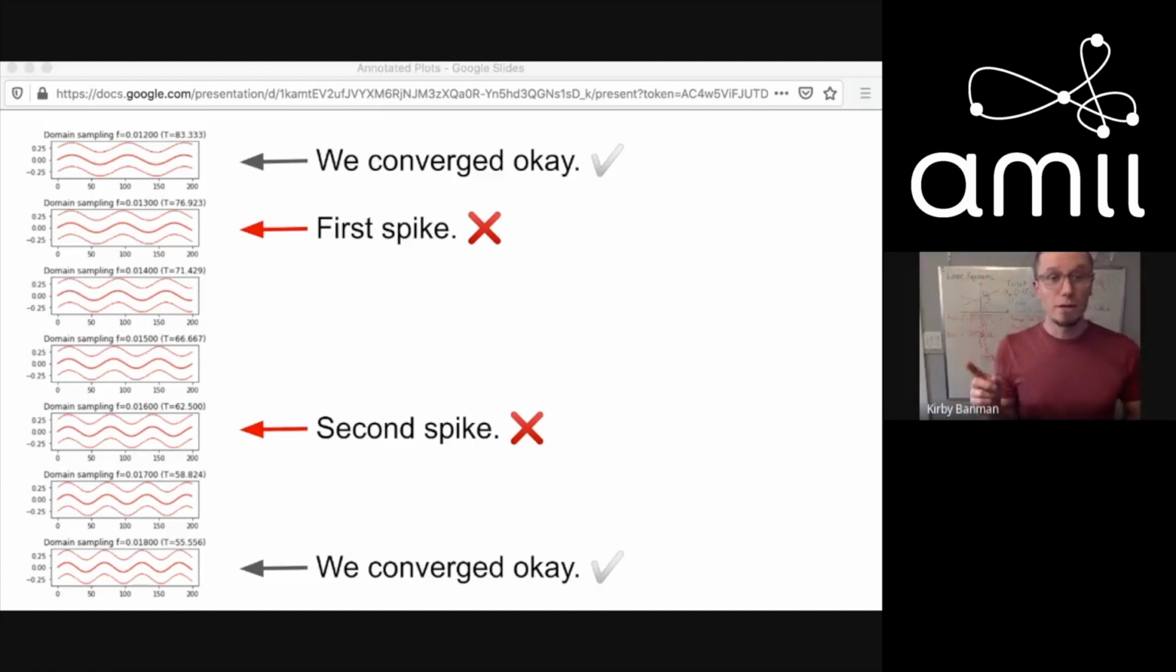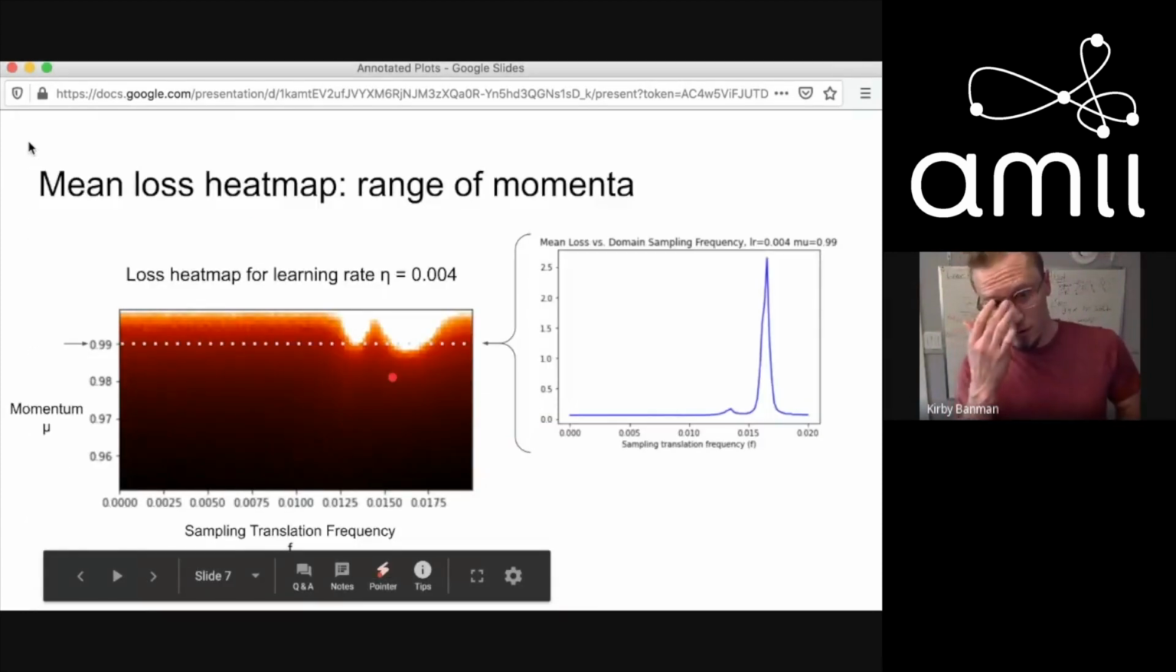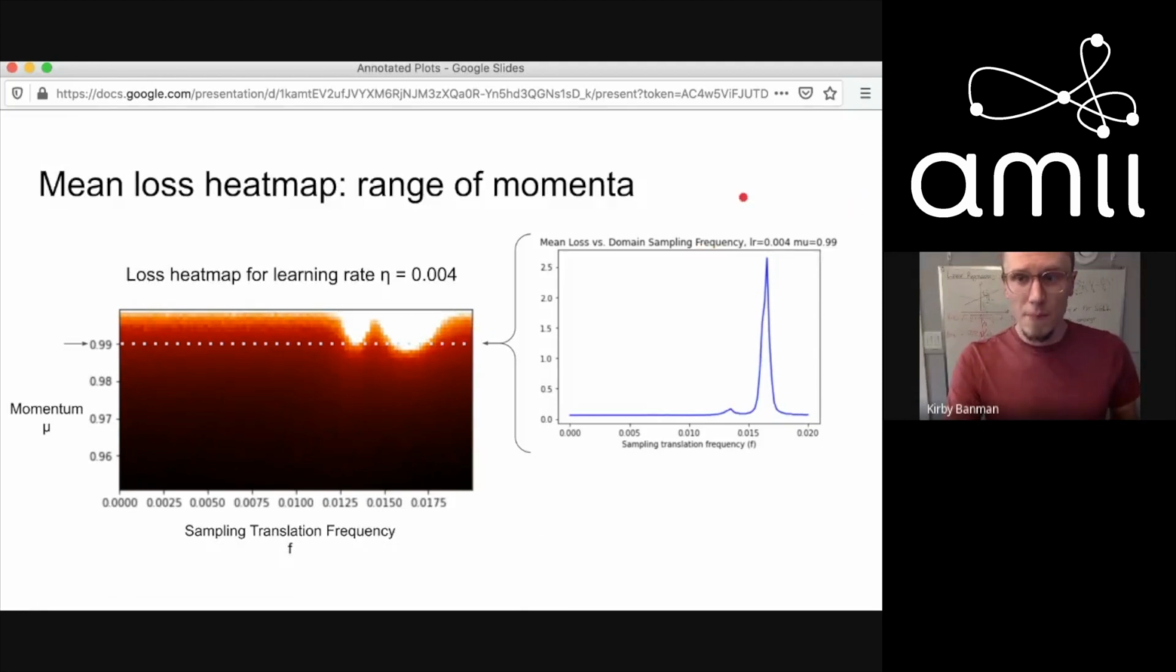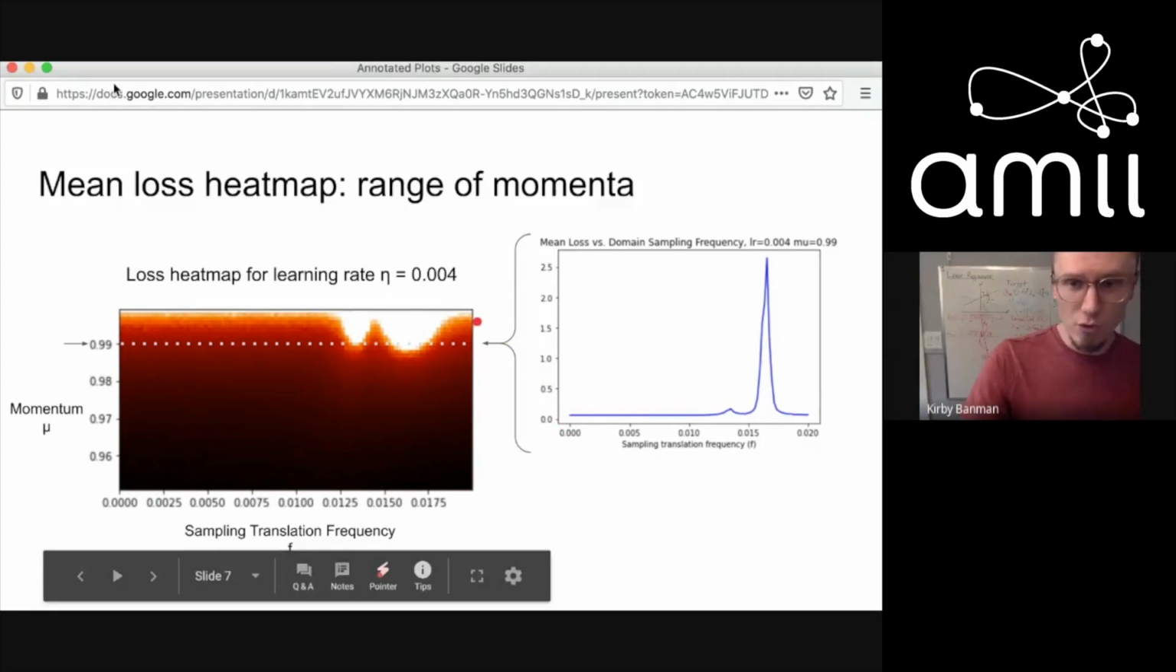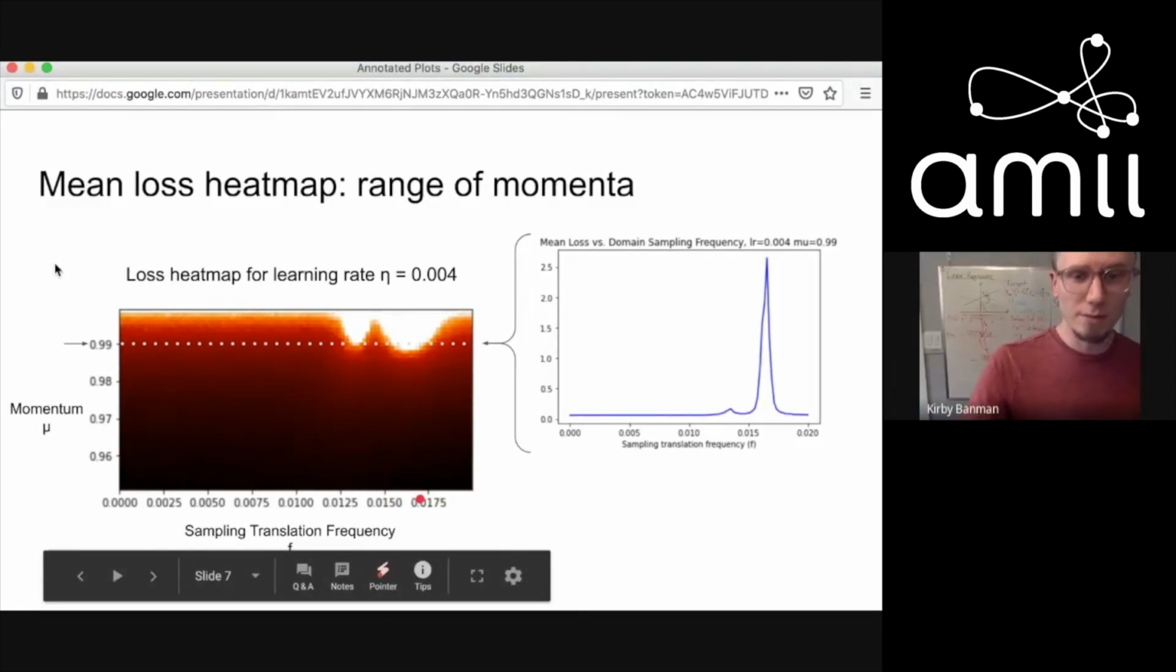if I have a particular learning rate and momentum, where are these bad frequencies that drive my learning system to high losses or possibly divergence? And it's natural to address that with a sort of heat map. So this is a very similar plot where each row of this image is just a heat map version of the plot we were looking at before. So each row is a momentum. This whole thing corresponds to a single learning rate, and we're looking for frequencies that cause problems.